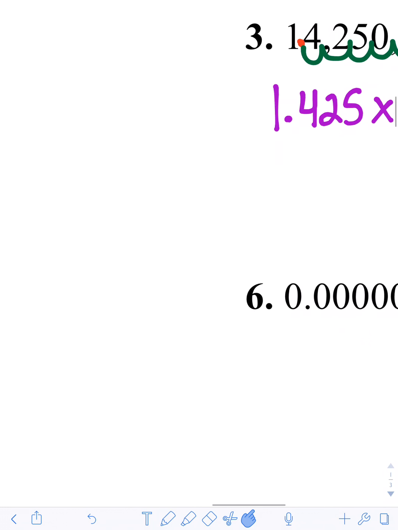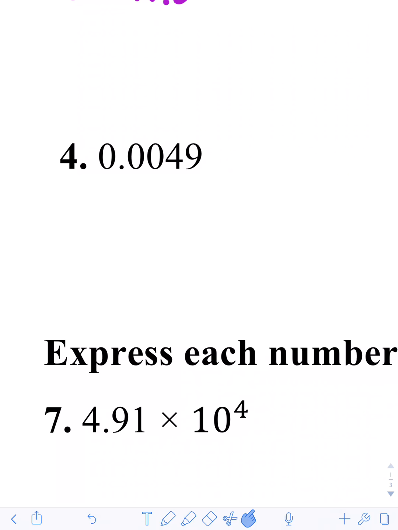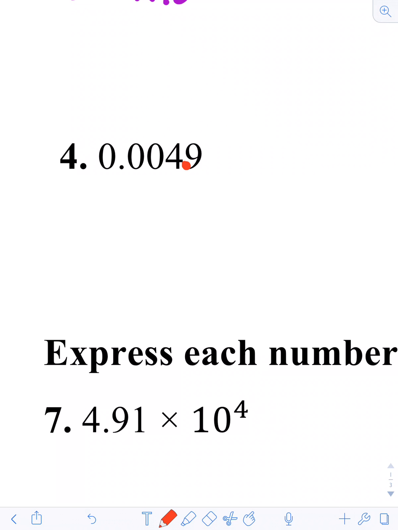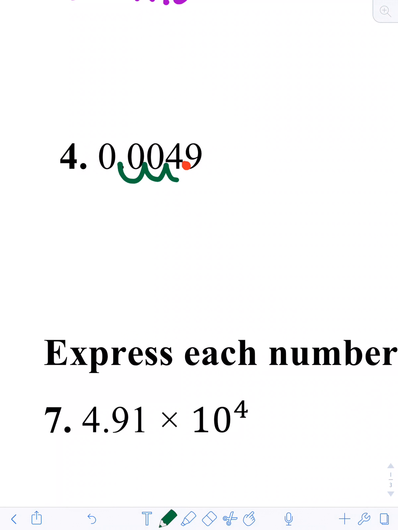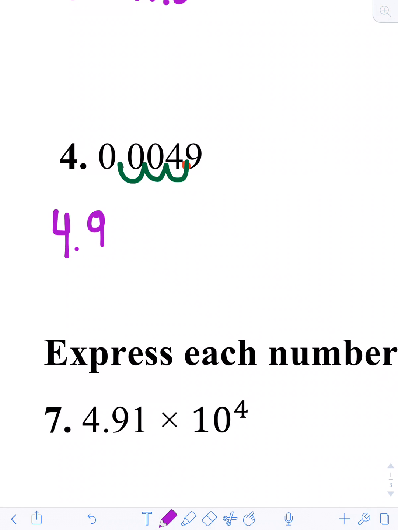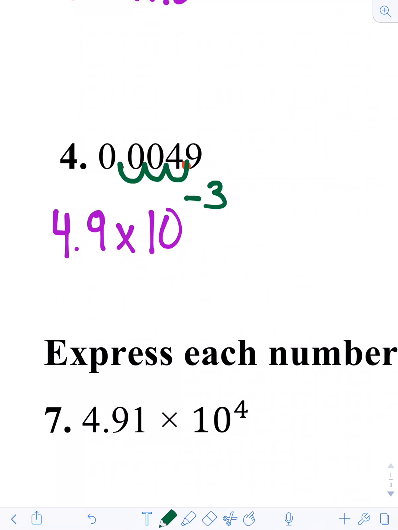All right, here we go. Number 4. I'm going to move my decimal in between the 4 and the 9. I'm going to move this over 1, 2, 3 times. So my answer is 4.9 times 10. Now again, since we moved it to the right, it is going to be a negative. So this is a negative 3.